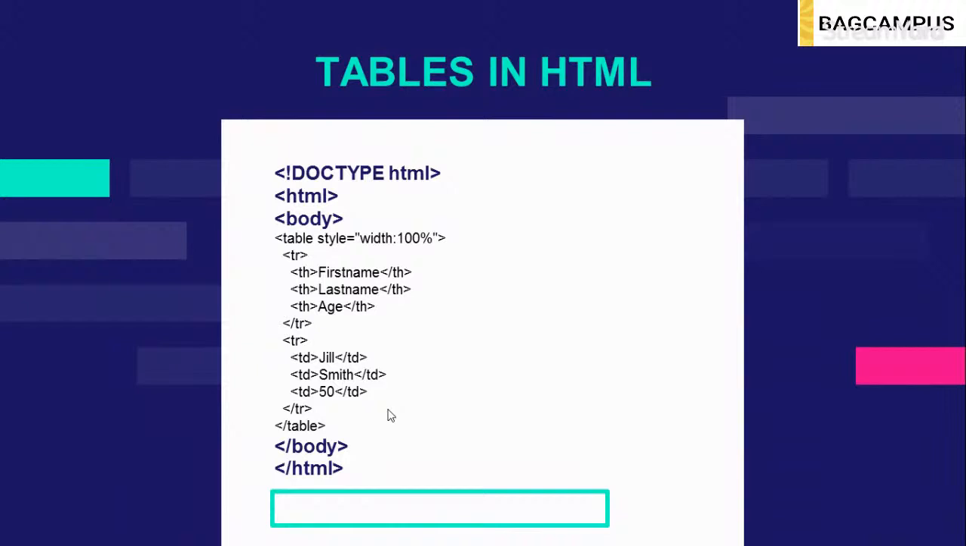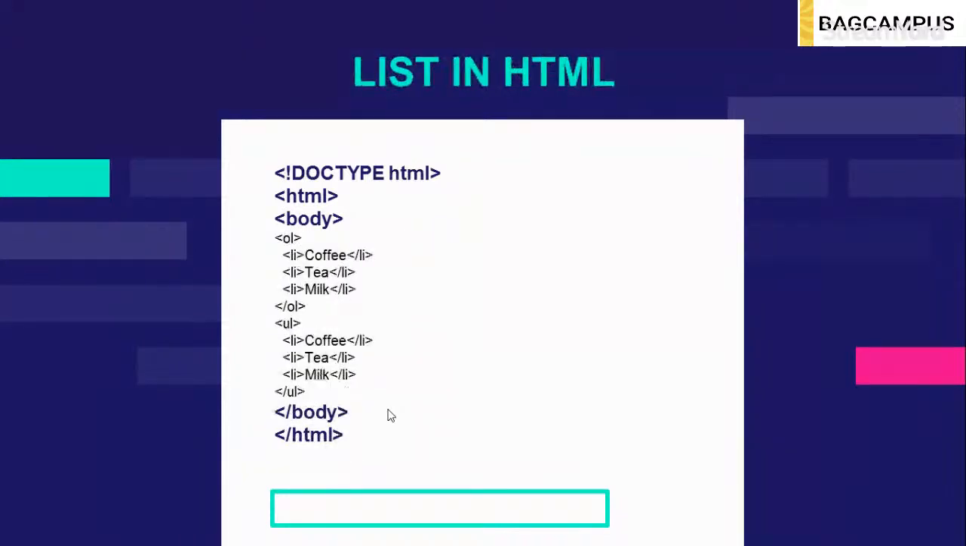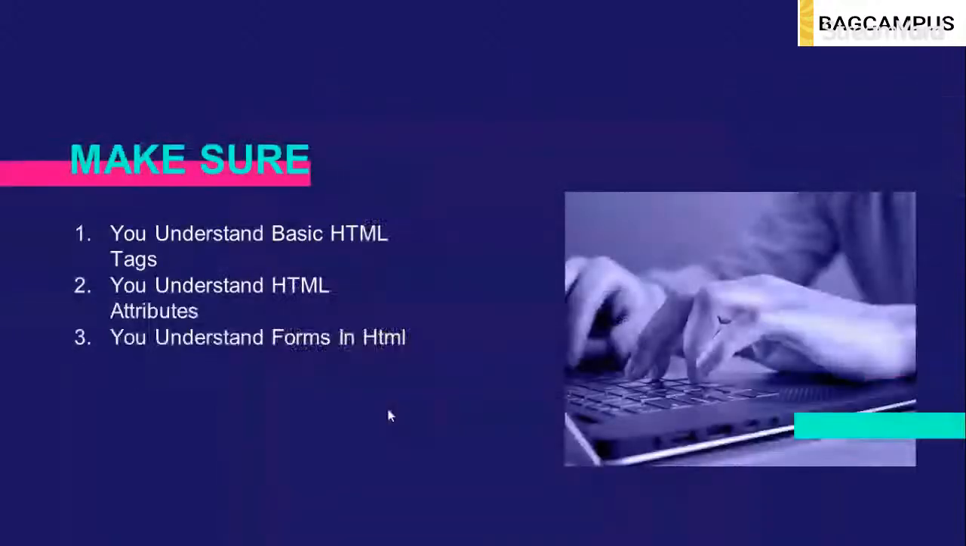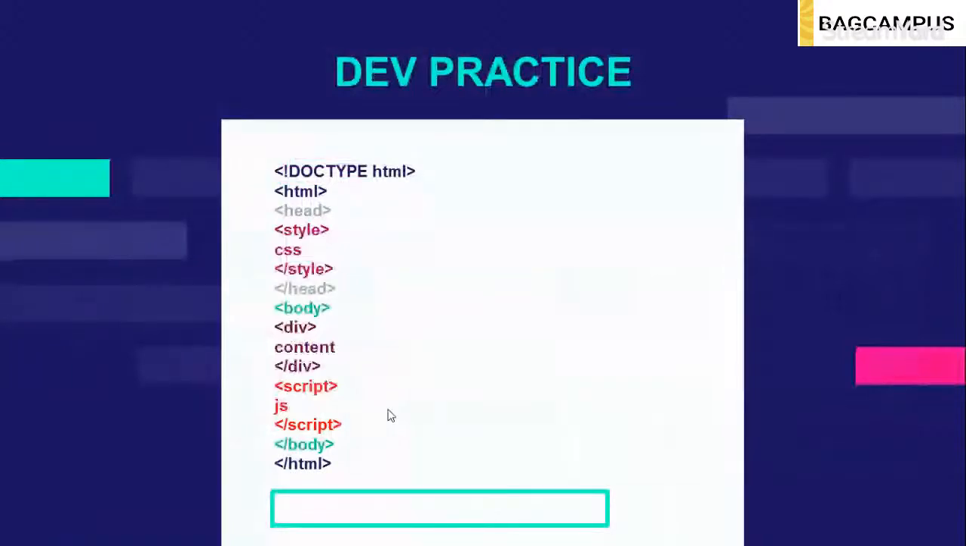We also learned tables in HTML. Then forms. Yesterday my forms were not working, so today we are going to discuss this more. So we also learned the basic HTML tags, understood HTML attributes and forms in HTML, because it was an important point, right? Then we learned the developers' practice of where we write things: the style tag we always write in the head tag, and script tags we always write before we close the body tag, right?